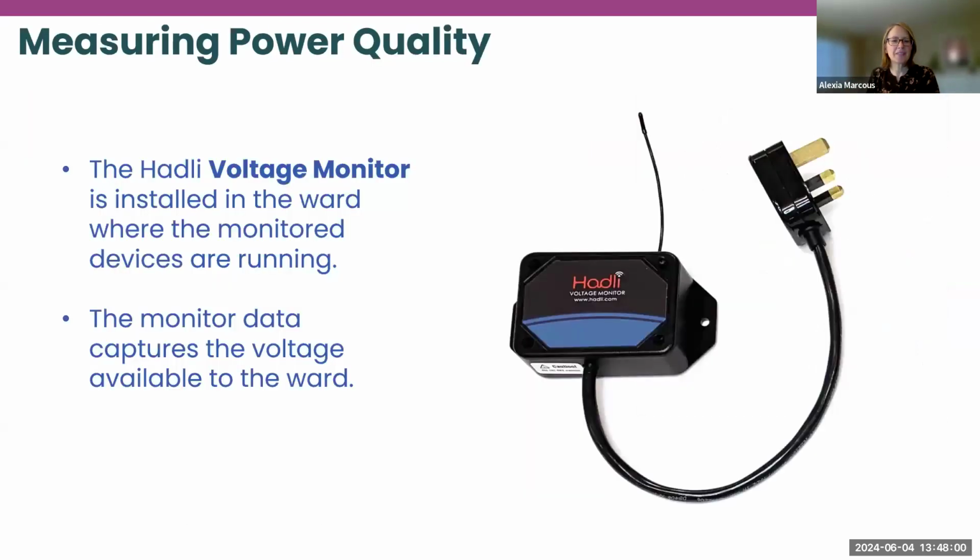Next slide, please. So how do we measure power quality? We have a voltage monitor in the system that's installed in the ward where the monitored devices are running. This monitor captures the voltage that's available in the ward, so exactly how many volts are coming through the outlets in the ward. And just want to point out that here we're showing a particular type of plug, but this plug can be modified and customized to any plug type that's in the ward.